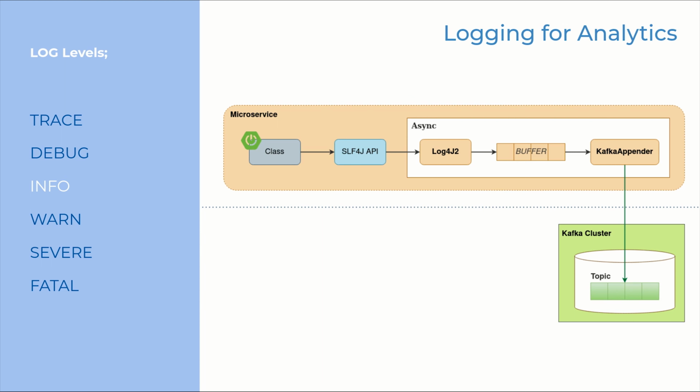And log4j2 can execute appenders in an async nature, where messages will get buffered and dispatched. And you need to configure this buffer based on your predicted throughput. And this appender will publish messages onto this Kafka cluster, and we will see the implementation related to this at the end of this video.